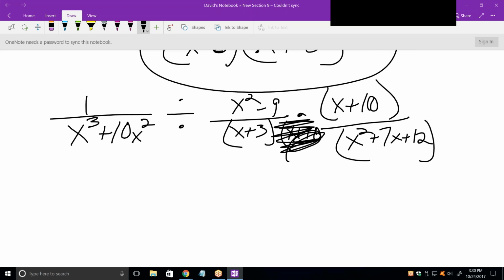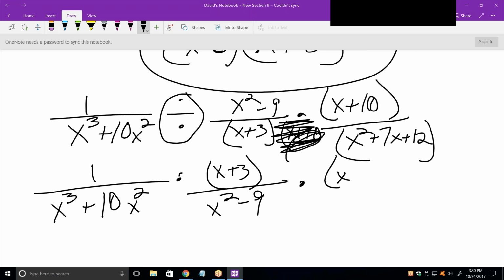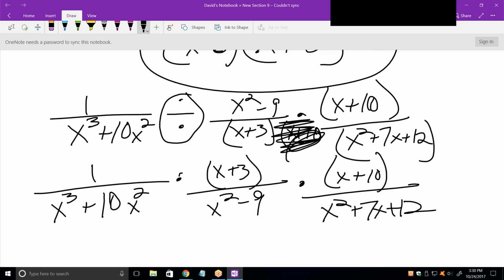First of all, let's talk about the difference between multiplication and division. How do I turn this into a pure multiplication problem? Don't you flip the x squared minus 9 over x plus 3? Yeah, that's all you have to do. So this whole thing turns into this, multiplied by x plus 3 divided by x squared minus 9, multiplied by x plus 10 over x squared plus 7x plus 12. Now it's pure multiplication.